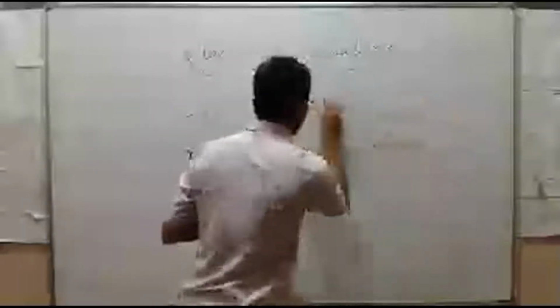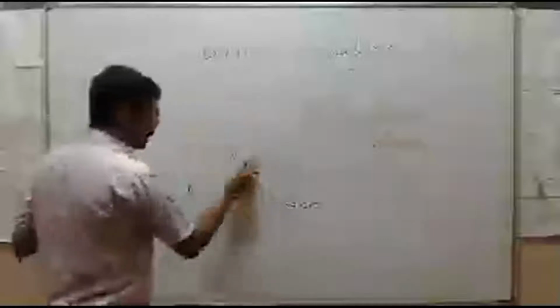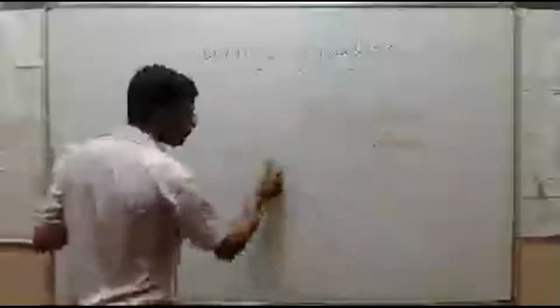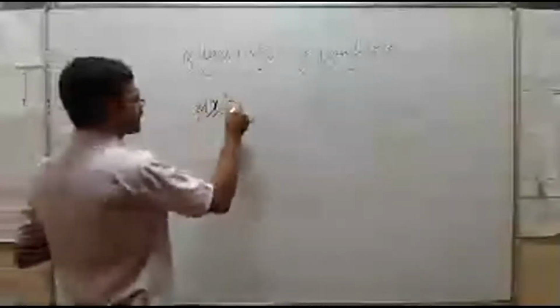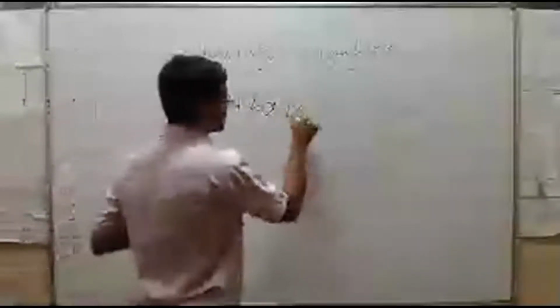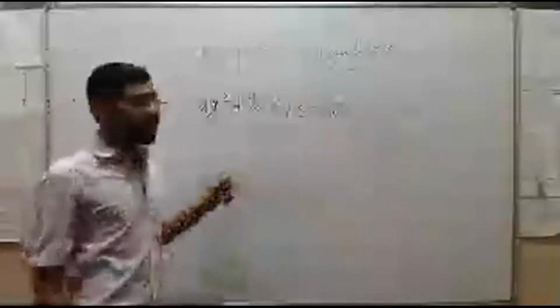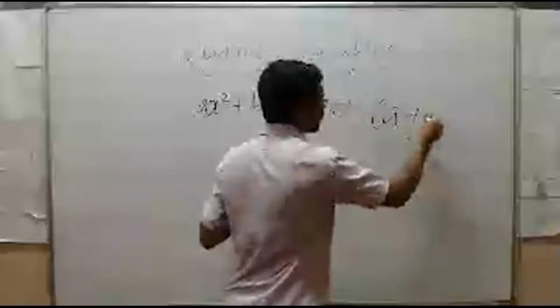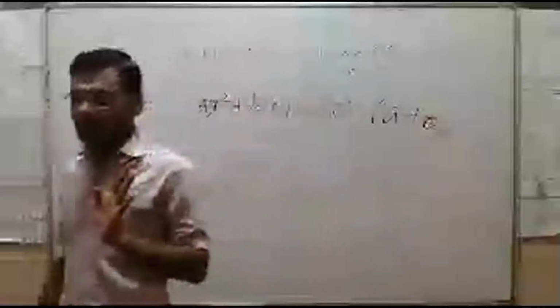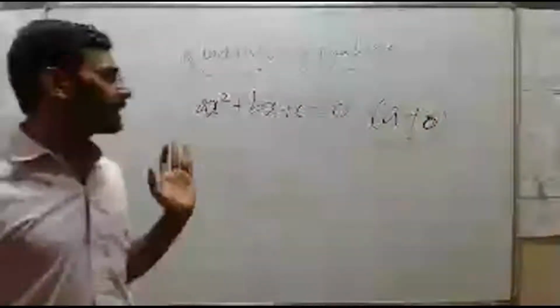Okay, the standard form of a quadratic equation is ax square plus bx plus c is equal to 0. What is the standard form of a quadratic equation? ax square plus bx plus c is equal to 0. And one important point: always a not equal to 0. This is the standard form of a quadratic equation.